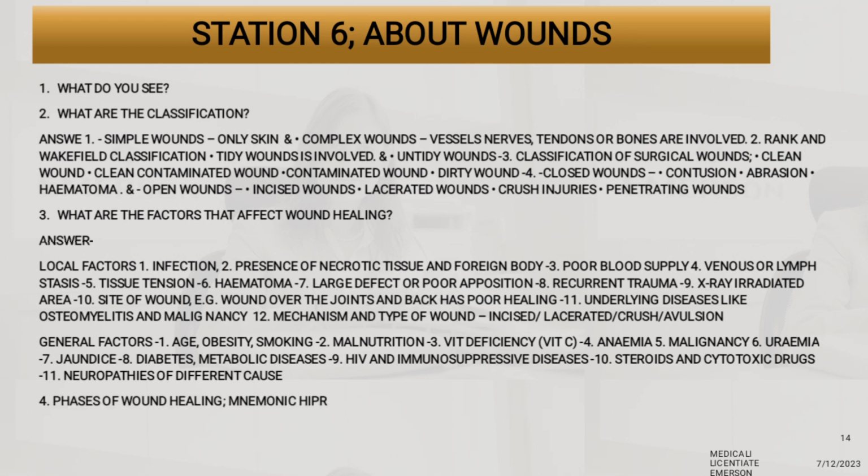Under phases of wound healing we have the mnemonic HIPR, which is hemostasis, inflammation, proliferation, and remodeling. If they ask you the stages of wound healing, the mnemonic is IGESM: I is inflammation, G granulation tissue formation, E epithelialization, S scar tissue formation, then M maturation. Maturation is also called remodeling.